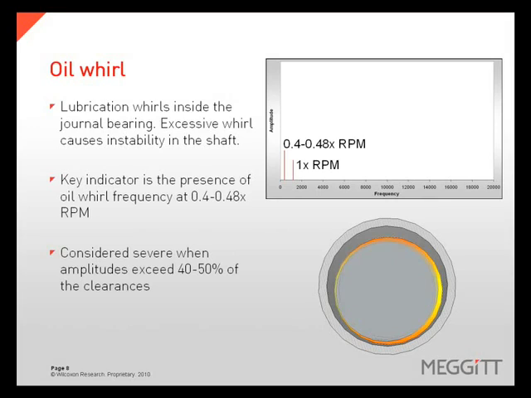Oil whirl occurs when the lubrication inside of a journal bearing whirls enough to cause shaft instability. This is indicated by the presence of the oil whirl frequency, which is typically between 0.4 and 0.5 times rotational speed. Oil whirl is considered severe when the levels exceed 40 to 50% of the clearances.